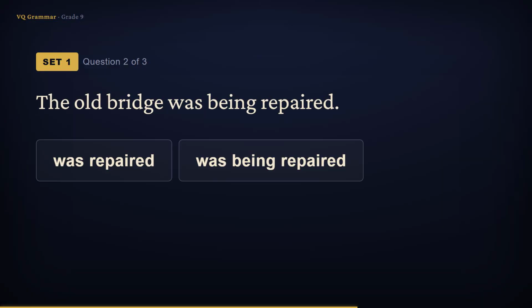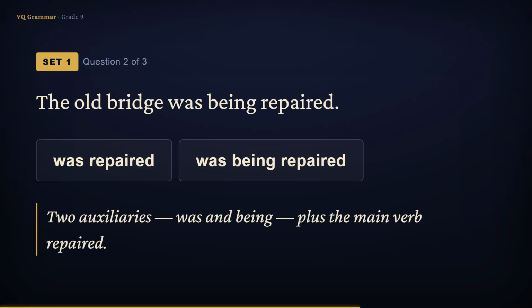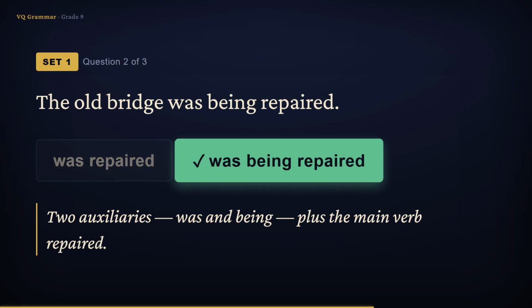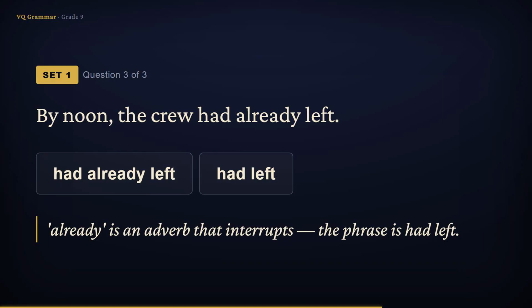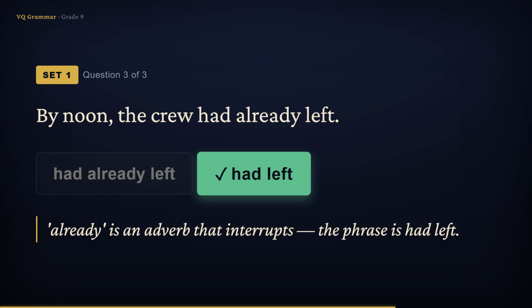The old bridge was being repaired. Here the main verb is repaired, and it's carrying two auxiliaries in front of it, was and being. Stack all three together, and the verb phrase is was being repaired. The answer is was being repaired. By noon, the crew had already left. Watch out for that word, already. It sits right in the middle, but it's an adverb, not a verb. The real verb phrase is just the auxiliary had, plus the main verb left. So already stays outside, and the answer is had left.